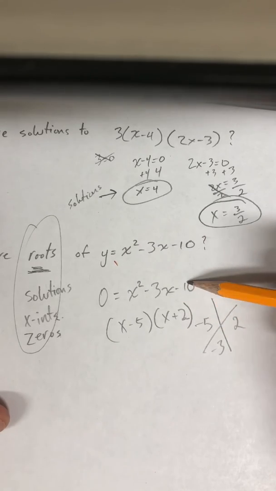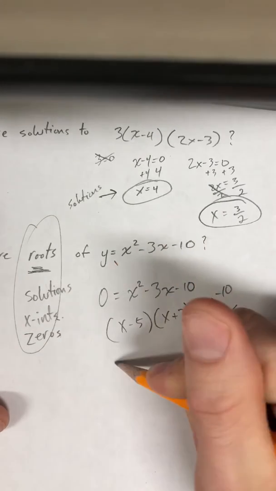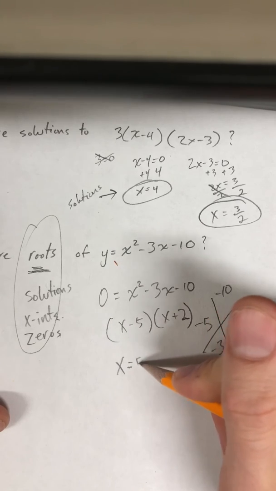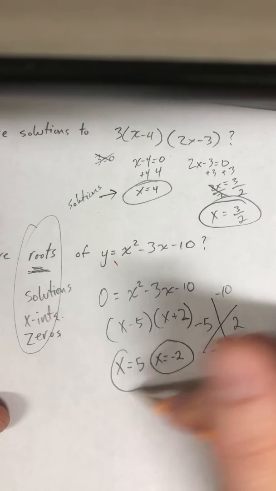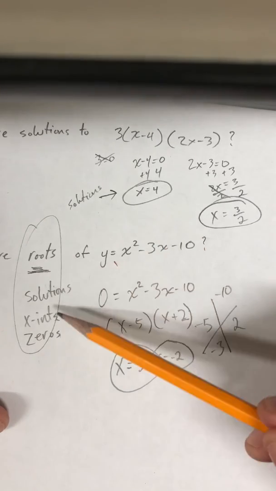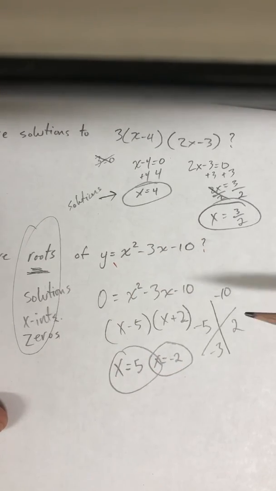So here's my equation. My factors and my solutions are the bottom. That's x equals +5 and x equals -2. And those are the roots or solutions or x-intercepts or zeros, whatever you want to call them.